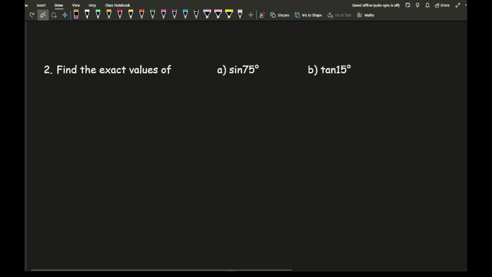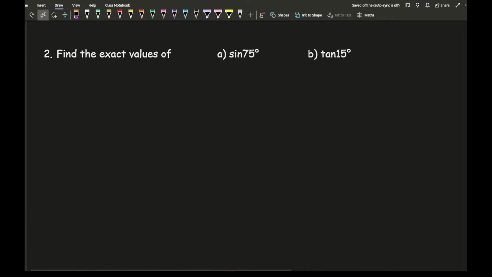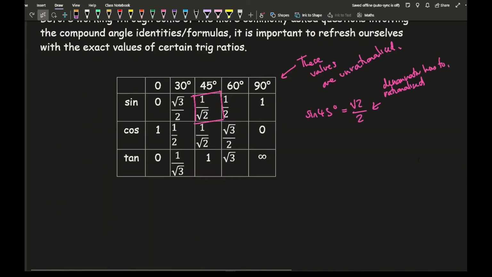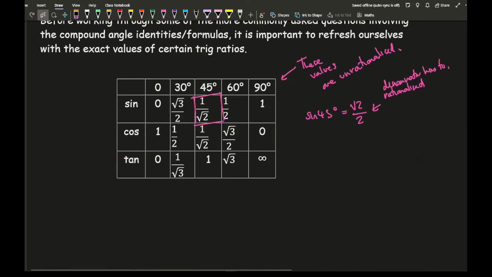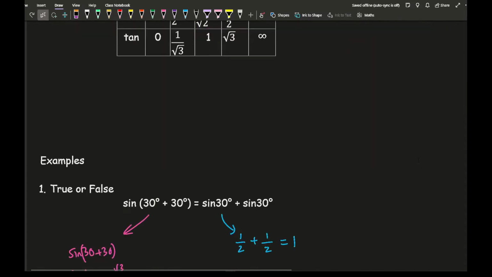Now with these types of questions, we're being asked to find the exact values of sine 75 and tan 15. Now you've probably noticed that if I quickly scroll up to this table, we haven't got sine 75 or tan 15, which is what we're trying to find. We've got quite awkward numbers.